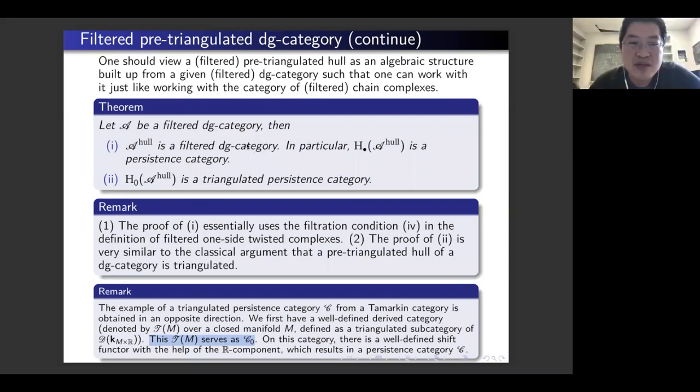What's the question? Is C infinity the Tamarkin category localized with a torsion object? I think yes. When you localize, you kill this torsion object. So C infinity is basically the Tamarkin category without the torsion object. And the TC is your shifting function. Yes, the TC. Well, you know how TC is defined. Yes, it's a shifting functor. Okay.